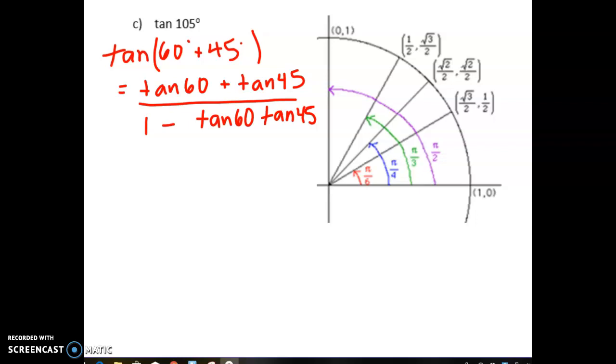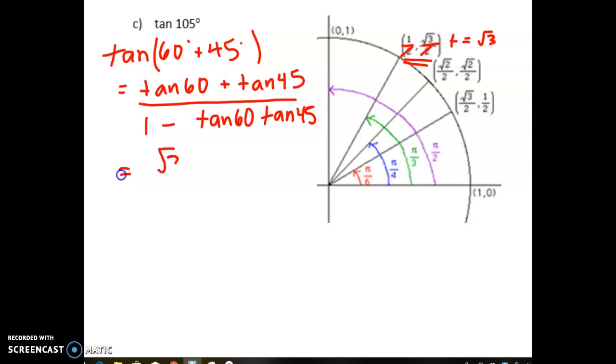All right, so 105 is 60 plus 45, and then we can plug that into our formula. But now, to find the exact values, we have to look at our circle. So here is 60 degrees right here. Remember that tan is sine divided by cos. So the denominators will cancel. So we're just left with tan is root 3 over 1 for that part.